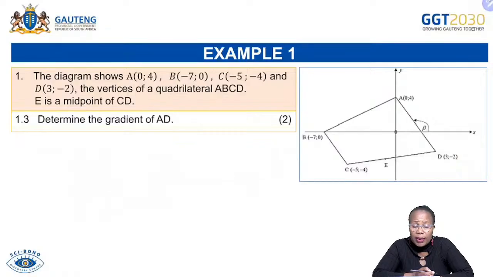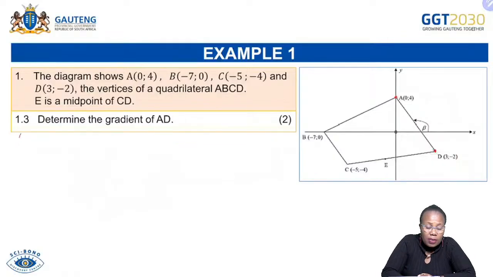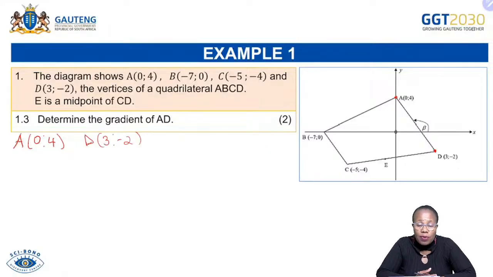And then 1.3, determine the gradient of AD. Now we need A and D then. Okay, let's bring it down here. A coordinate is 0 and 4. And then we need also the coordinate of D, which is 3 and -2. Can you see, grade 12? It will help you not to select wrong things now.